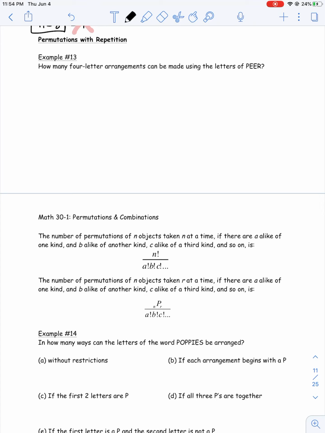Example number 13, it says, how many 4-letter arrangements can be made using the letters of peer? So this one's different. Why? Because we have something called repetition. We have repeating identical letters.